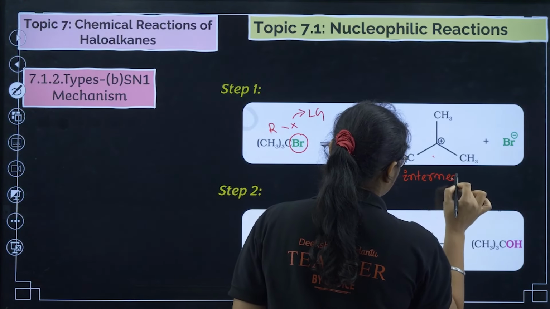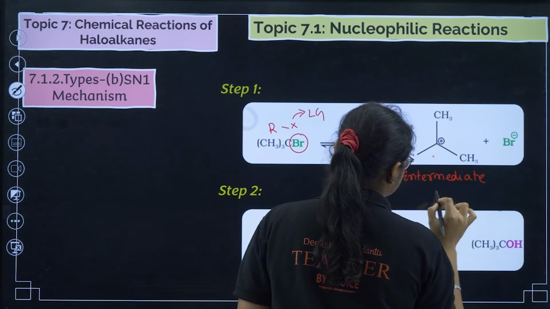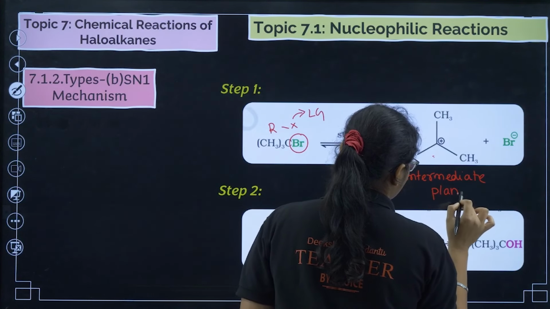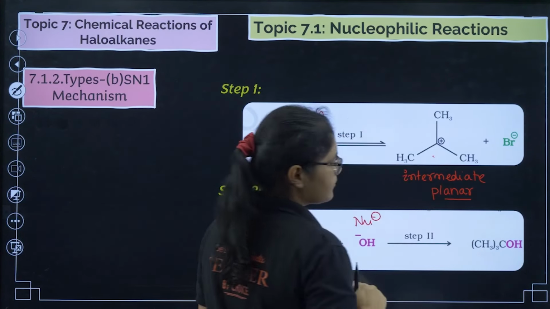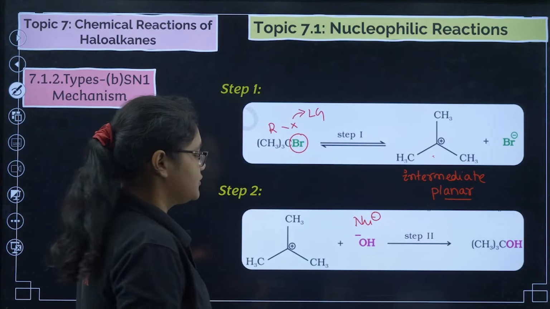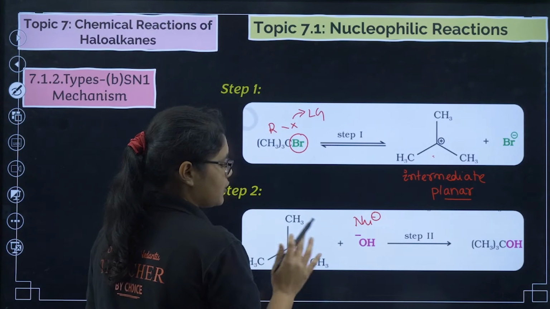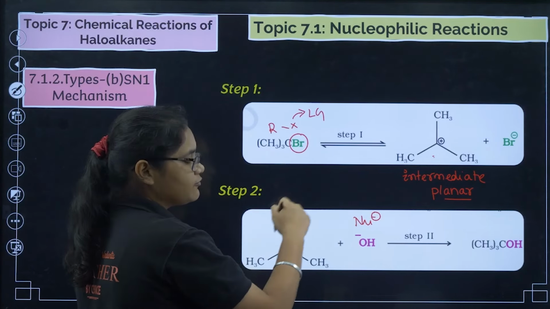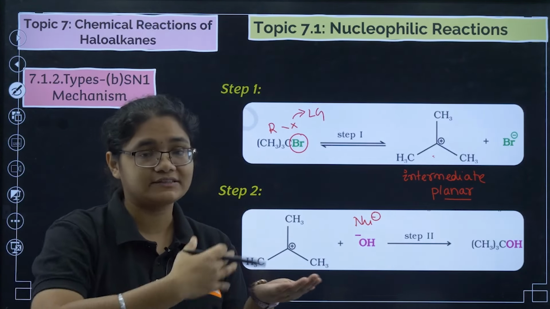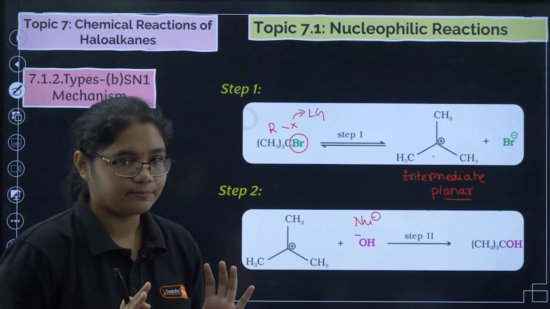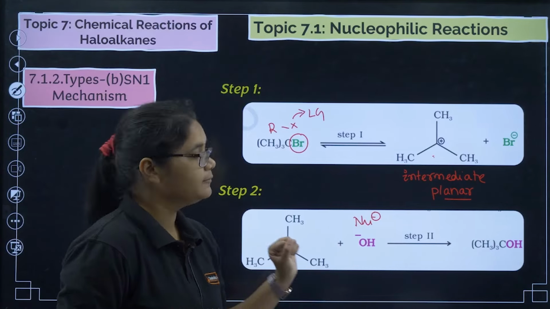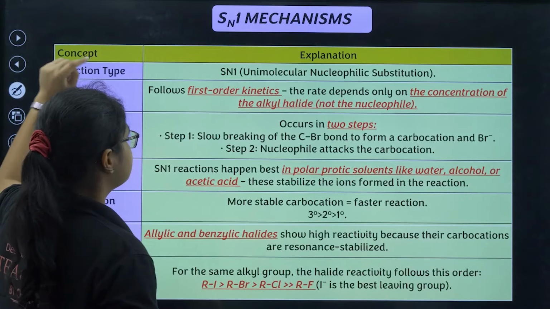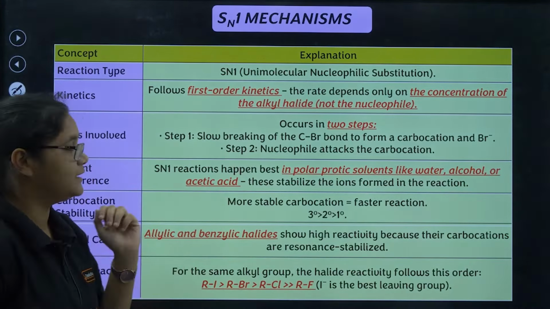This carbocation is called an intermediate, and this is a planar structure. This OH minus is also planar. Now this OH minus can attack on this carbocation from both sides. It can either attack from the front side or from the back side. We'll study about this in detail. So let's see some points about the SN1 mechanism first.